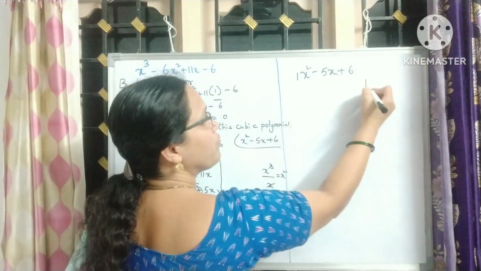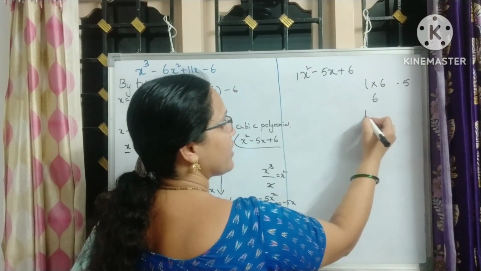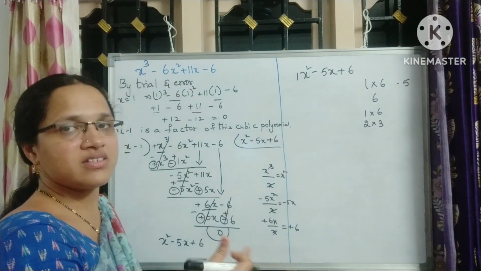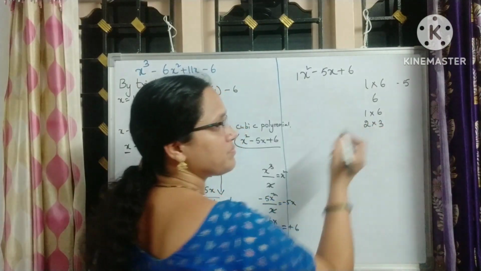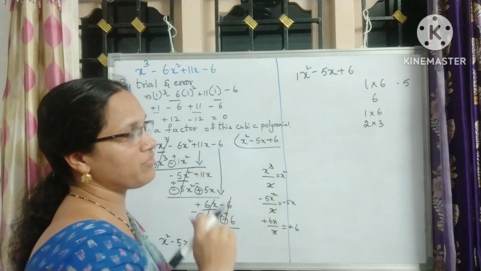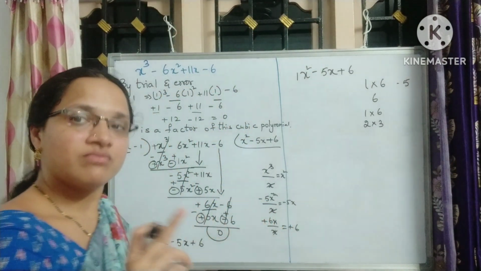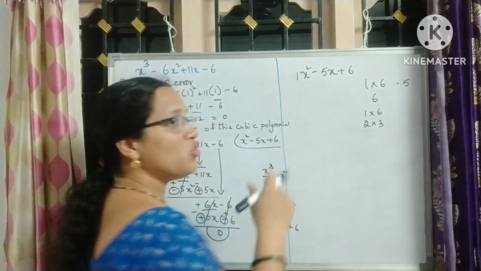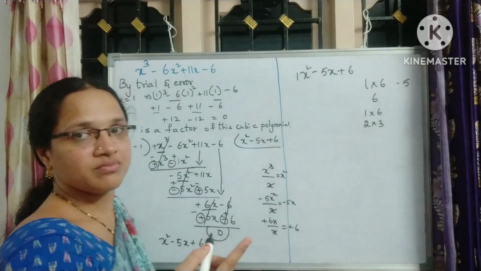So 1 into 6 and minus 5. So 6 ones are 6. So write the factors. 1 6s are, 2 3s are, again 3 2s are, and 6 ones are what we get. So you need not repeat them. So 1 plus 6 is 7. 6 minus 1 is 5. You are getting 5. And another one is 2 plus 3 is 5.